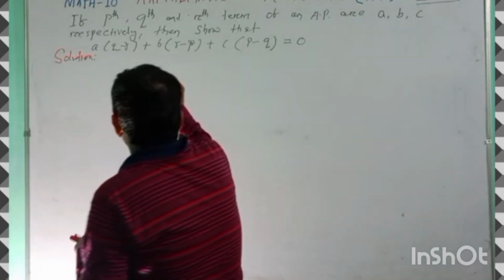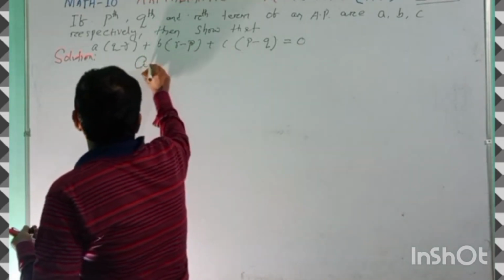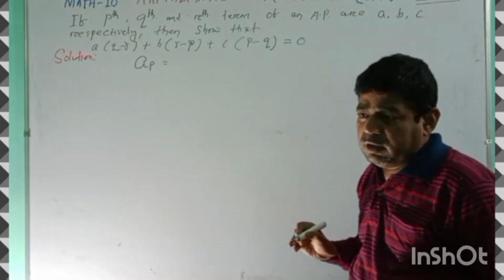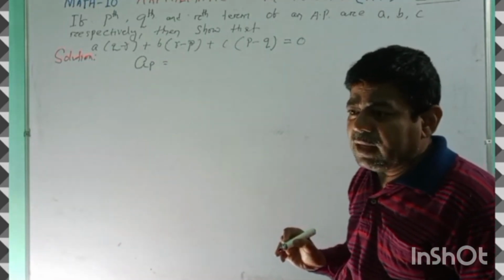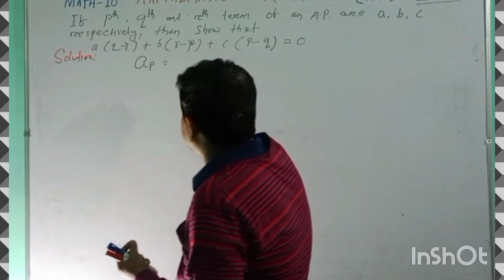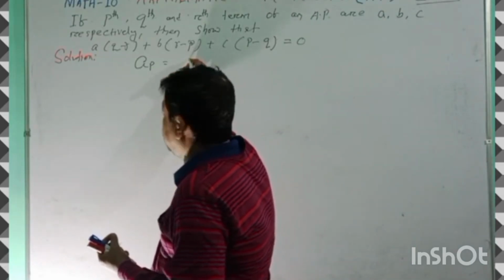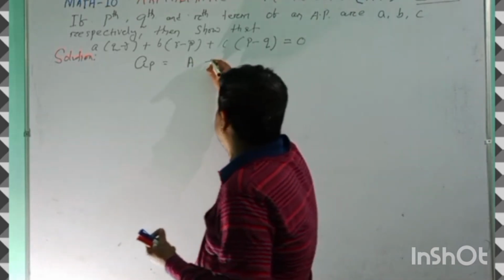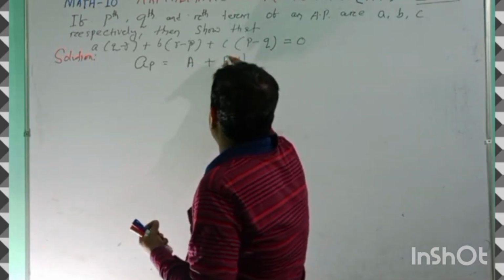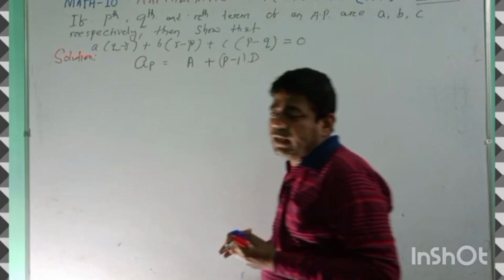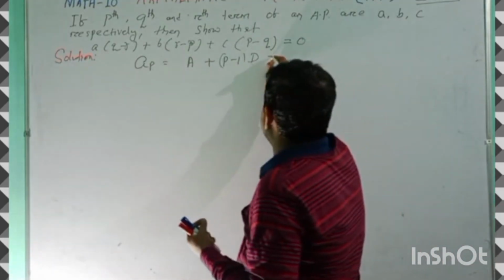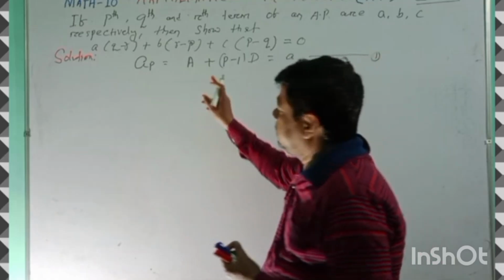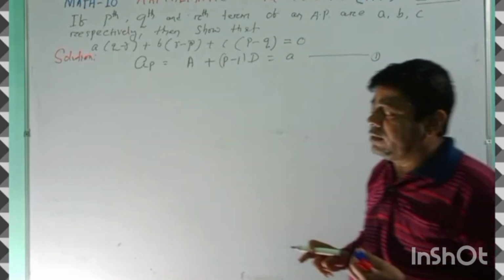Okay, it is given that the pth term means what? ap, according to the general formula of the nth term. What is the general formula of the nth term? A plus (n minus 1) into d. Similarly, the pth term will be, let the first term be capital A, plus (p minus 1) into d, let the common difference be d, is equal to how much? a. Understand? Equation 1. This is given. Here A is the first term and d is the common difference.